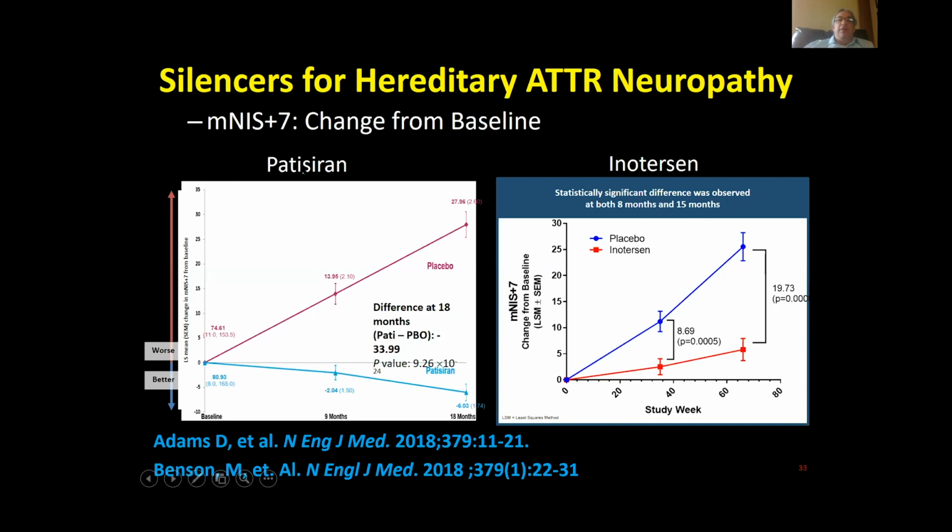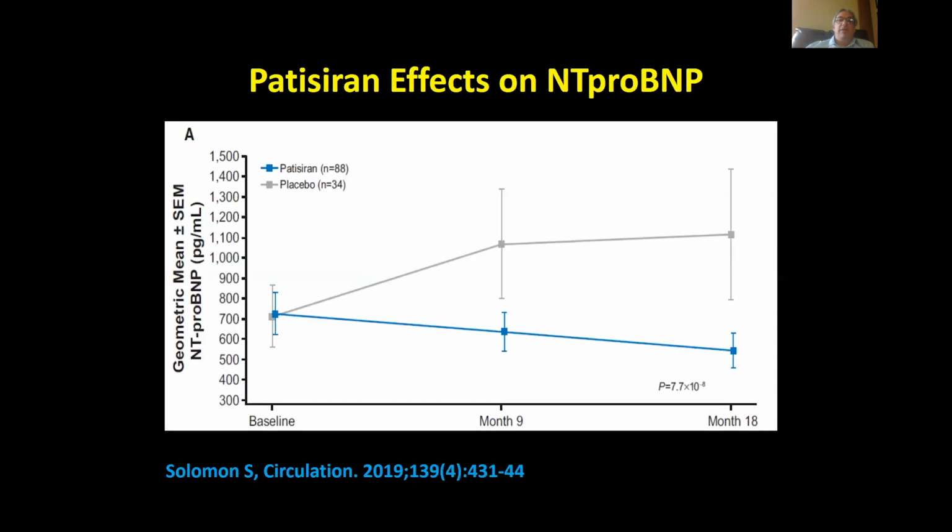These 2 agents, patisiran and inotersen, were published simultaneously in 2018 in the New England Journal in 2 different trials in which they showed, based on a neurologic impairment score, a significant efficacy in patients who had hereditary TTR polyneuropathy. And no surprise, such agents could be leveraged now for patients with cardiomyopathy.